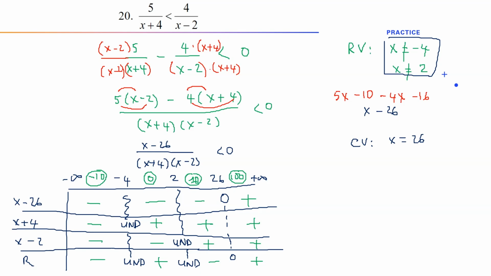Now we look at the question. They want less than 0, it means they want the negative region without 0. So we have negative infinity, comma, negative 4, not including that critical restricted value, union with another restricted value, 2, comma, 26, not including 26 because they don't include the 0.